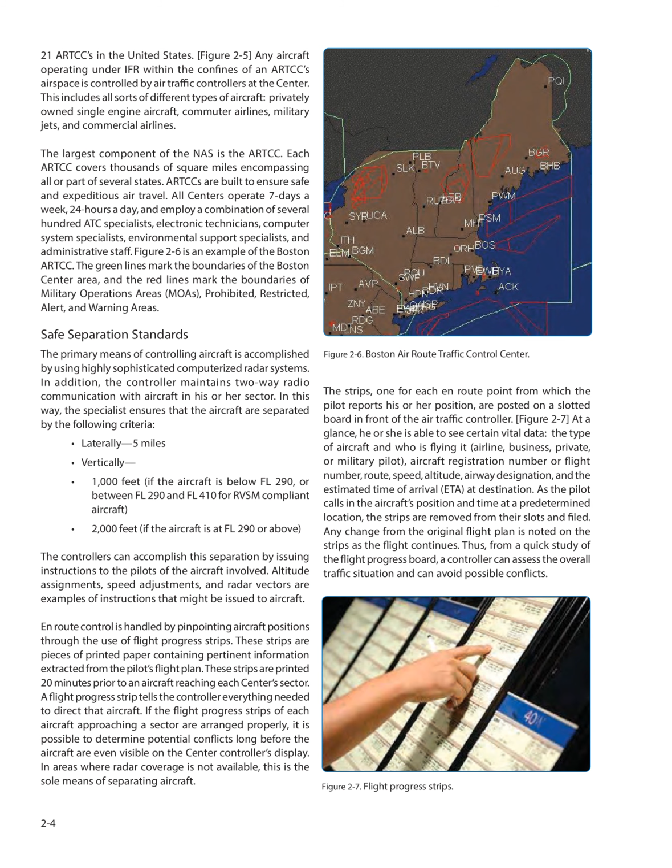In addition, the controller maintains two-way radio communication with aircraft in his or her sector. In this way, the specialist ensures that the aircraft are separated by the following criteria: laterally, 5 miles; vertically, 1,000 feet if the aircraft is below FL-290, or between FL-290 and FL-410 for RVSM-compliant aircraft; 2,000 feet if the aircraft is at FL-290 or above.